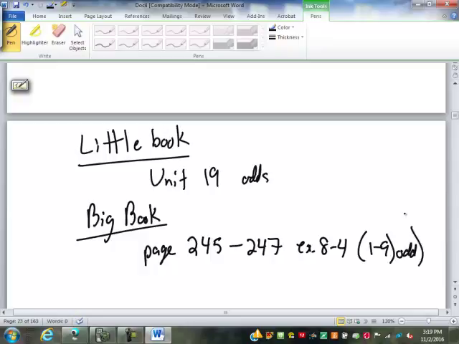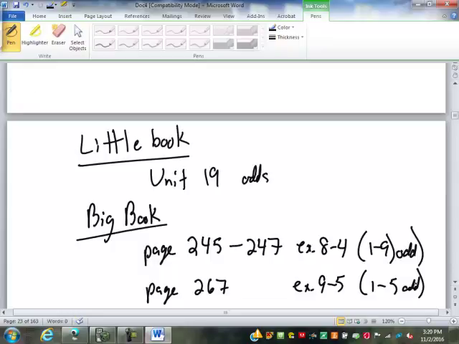That's dealing with standard measurement. Page 267, exercise 9-5. There's only 1 through 5 to do there. Do the odds again. That's dealing with metric measurement. And also in the little book, this is going to be Unit 19 and Unit 20, the odds.